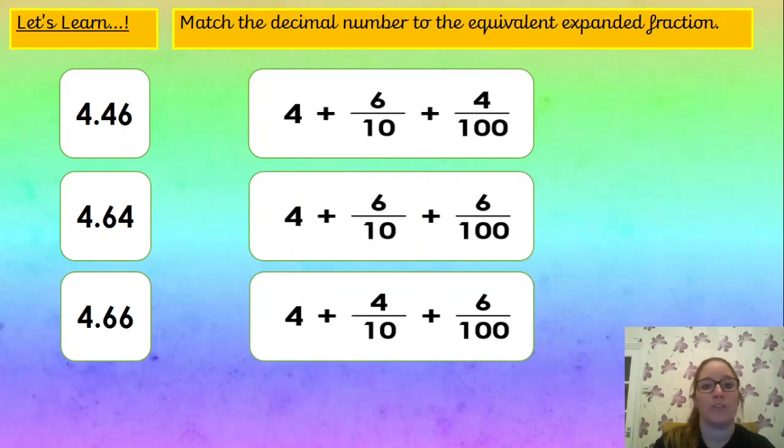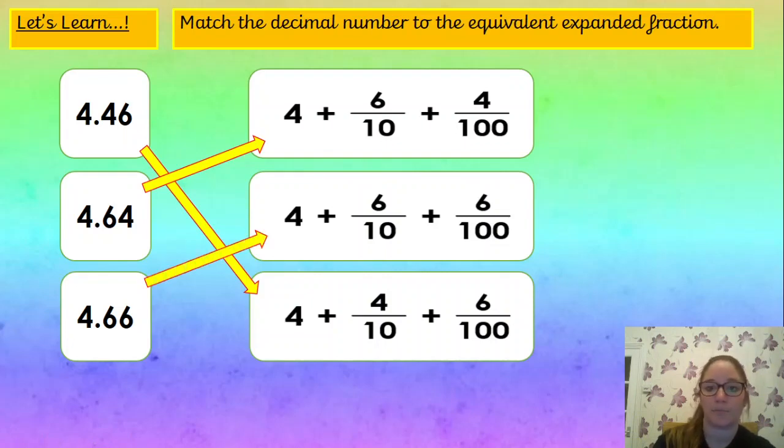Okay, so 4.46, we know we've got 4 wholes, which they've all got. We're going to add 4 tenths. There's only one with 4 tenths, and then it's got 6 hundredths. The next one, it's got 4 wholes, which they both have. They've both got 6 tenths, but we need one that's got 4 hundredths. So it's going to be there, which means the last one, 4.66, is going to be here. Okay, so it's just showing you it as a fraction, but it's expanded. It's showing you how we've got those tenths and hundredths.